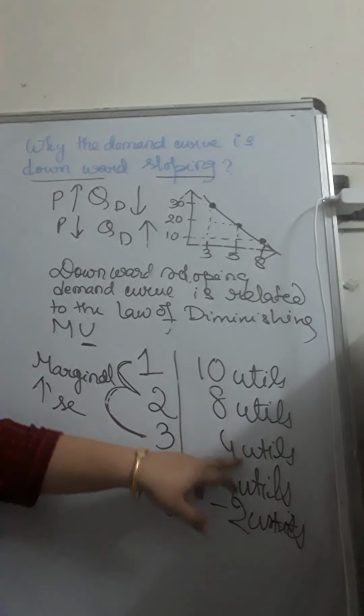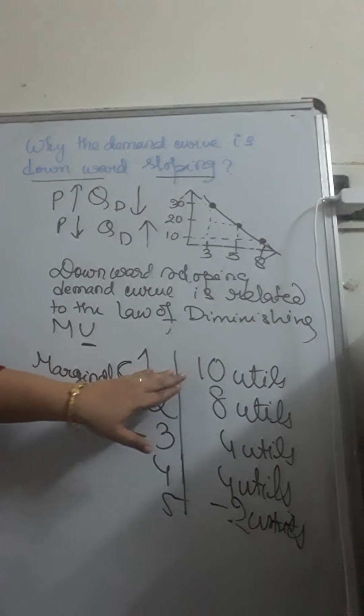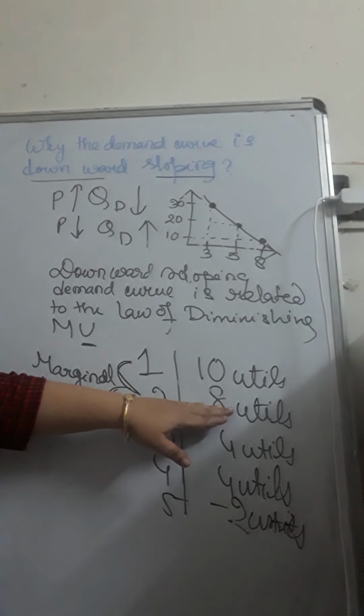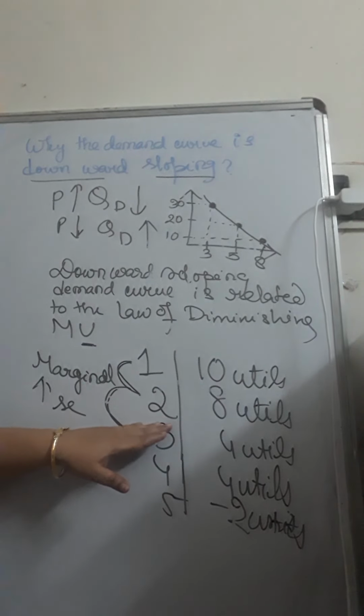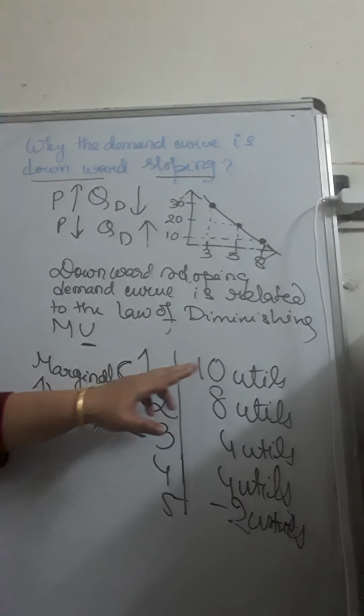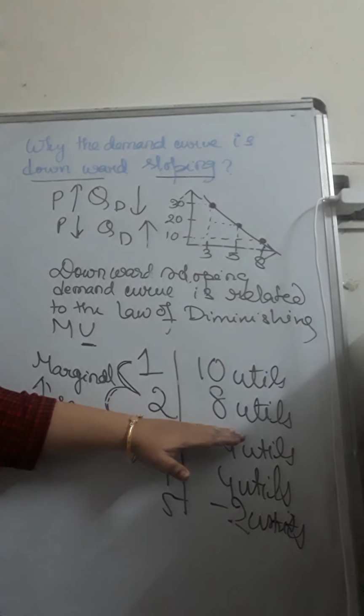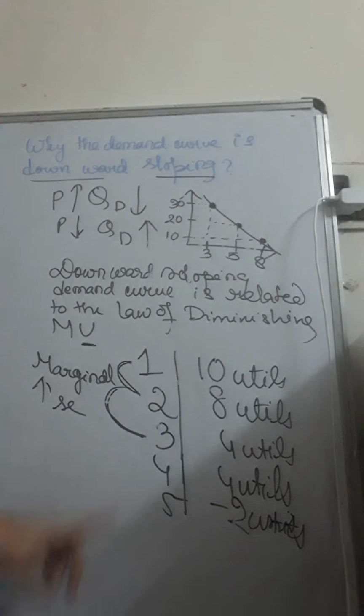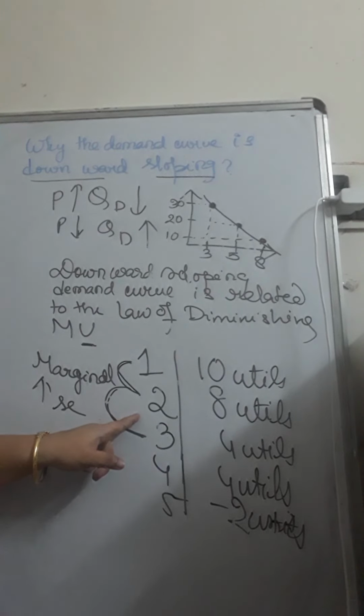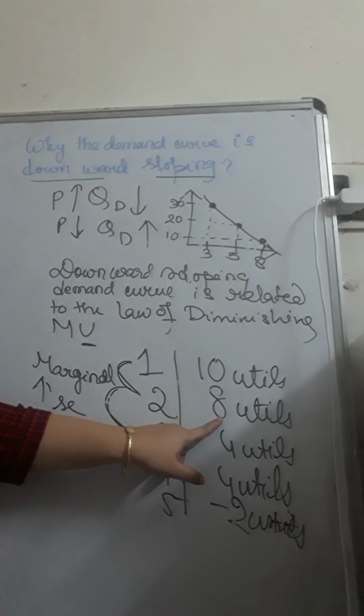And what happens to the utility? Check. First glass gives the maximum. So when you are thirsty, the first glass feels like heaven. When you are drinking the second glass, your thirst is not met, but it's not giving you that satisfaction which you got from the first glass, the touch of water. So it is giving you lesser utility. So as you increase by 1, the same product, your utility has gone down.